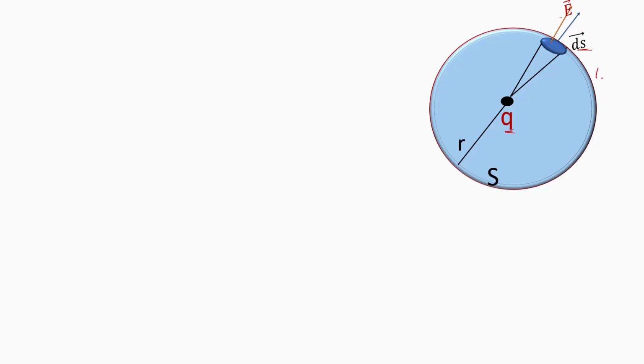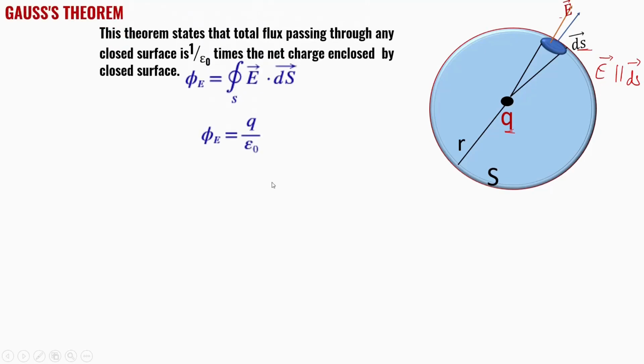So what we find here is that the electric field is parallel to the area element dS. Both are having zero angle between them. Now we will be learning about the Gauss theorem, which states that total flux passing through any closed surface is 1 upon epsilon naught times the net charge enclosed by the closed surface. Here Gauss theorem relates the flux with the charge enclosed. So this is the Gauss theorem.